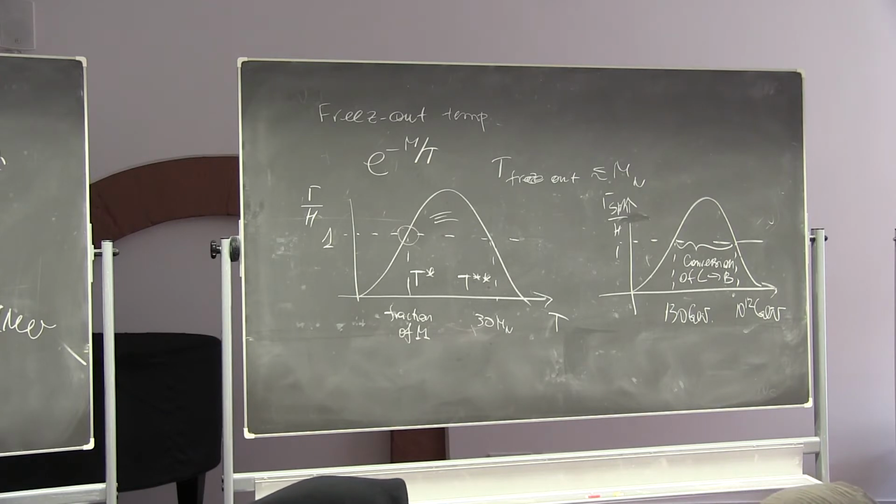If these heavy neutral leptons in the scenario of low scale leptogenesis, if they start decaying after the sphalerons become inactive, how does it work out? Yeah, it works out in the following way.